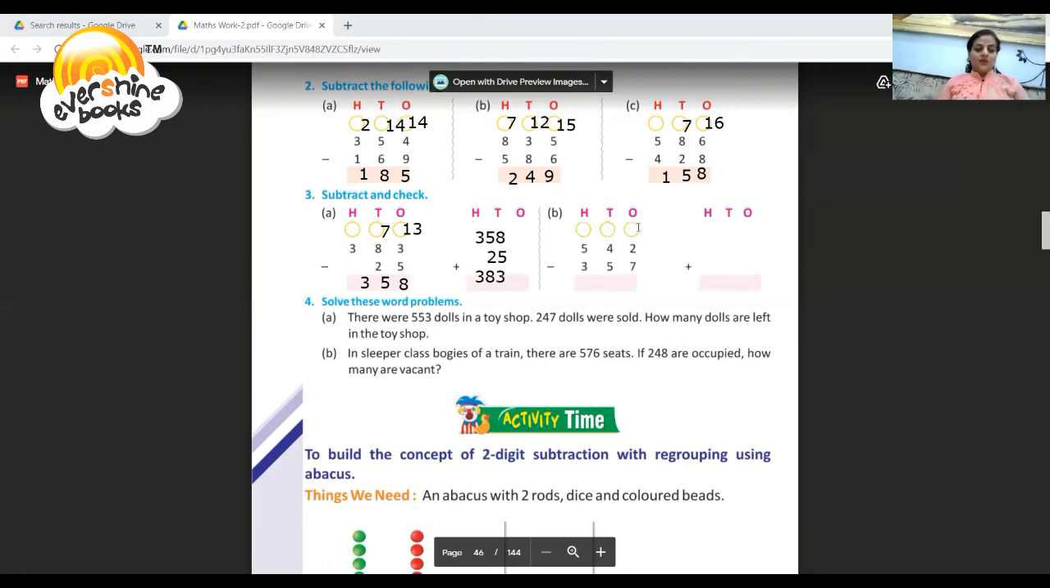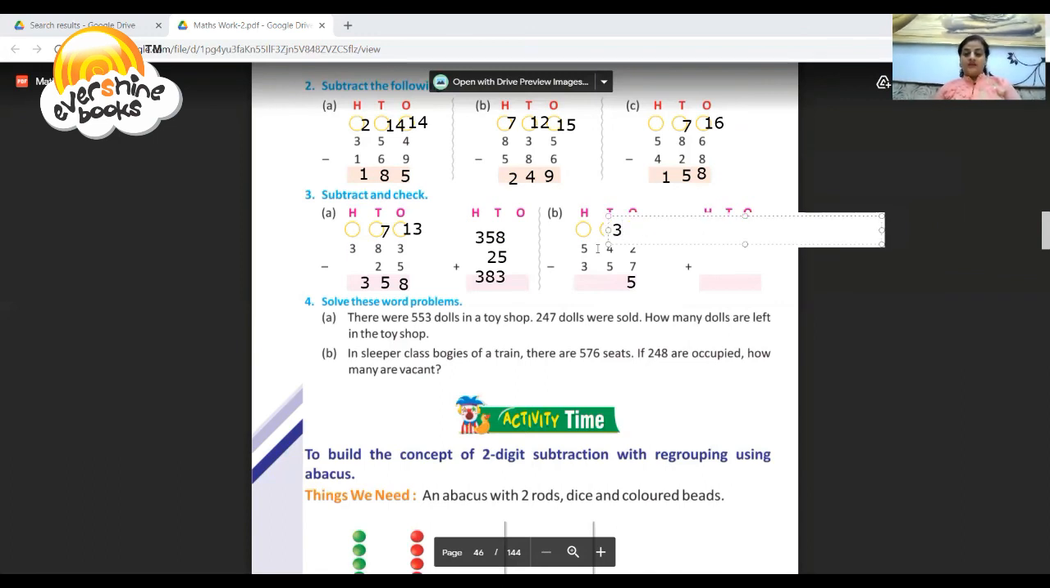Next is 2 minus 7 is not possible. So we are going to borrow. It will become 12. 12 minus 7 is 5. So 5 will be the same as it is. And here it becomes 3.